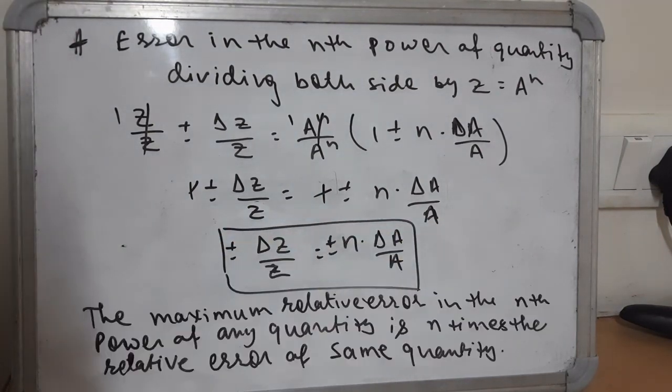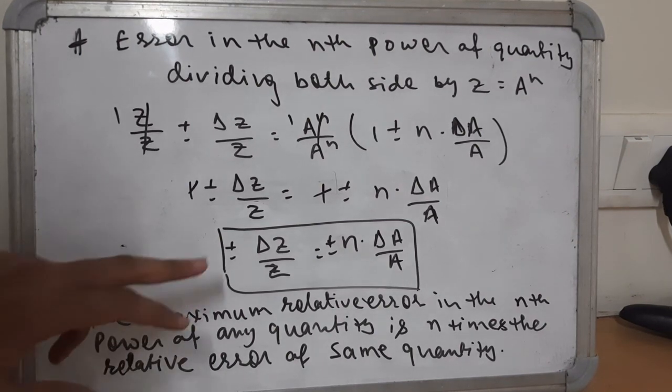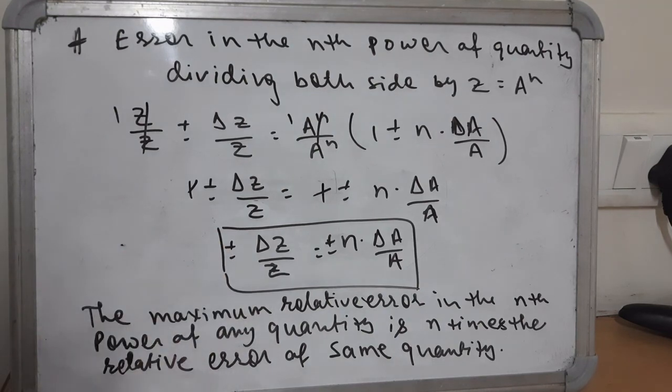So the result is the maximum relative error occurring in the nth power of any quantity is given as n times the relative error of the same quantity. That means the relative error occurring in the nth power of any quantity is n times the relative error of that same quantity. That's it.